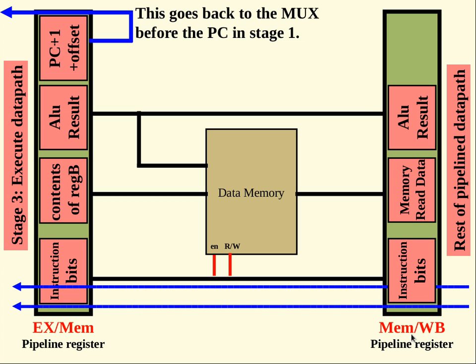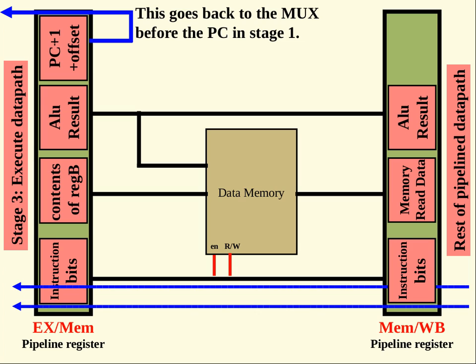Future us. Okay, so this is the memory write back pipeline register because it's going to store all the contents needed for write back. So the write back stage, what does the write back stage have? Instruction bits, memory data, and ALU results. That's it. That's all it has.